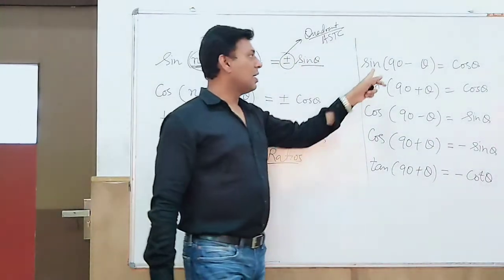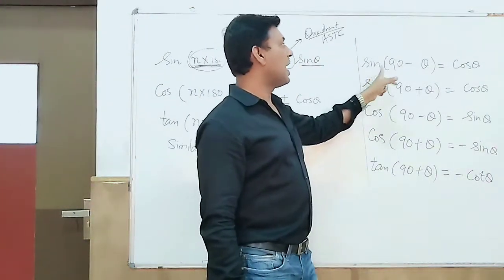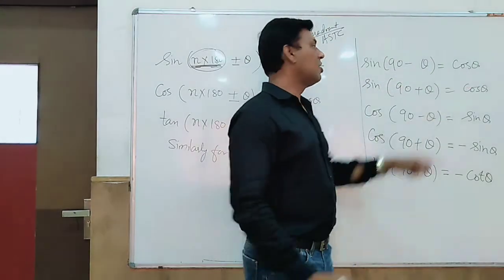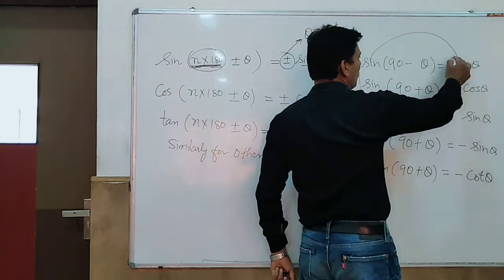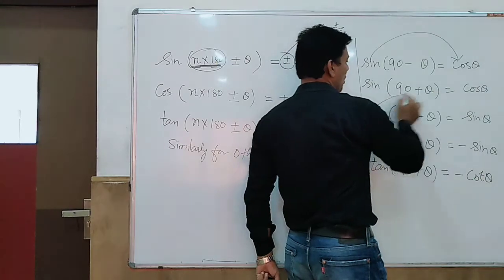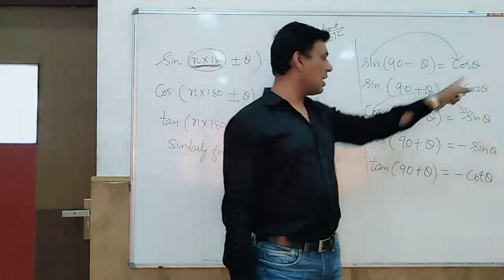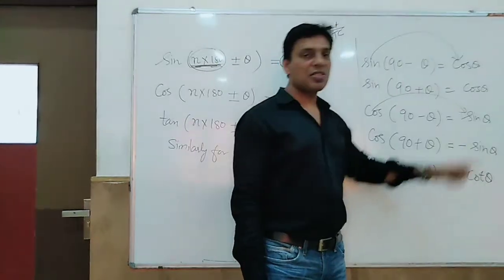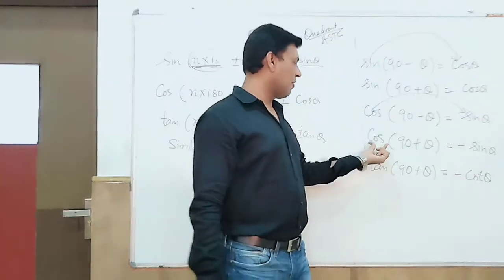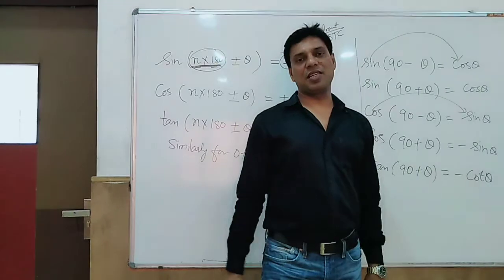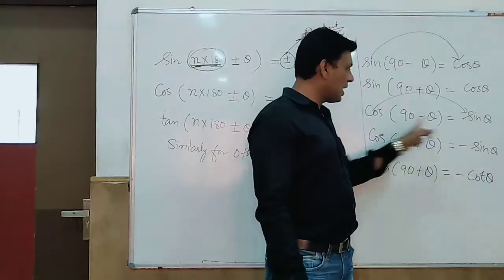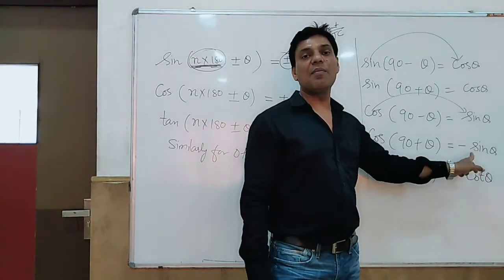You remember in class 9 you learned sin 90 minus theta was cos theta. So here sin is changing to cos and cos is changing to sin. So sin 90 minus theta was cos theta and cos 90 minus theta was sin theta. But what if I have cos 90 plus theta? So cos 90 plus theta is obviously sin theta, but why minus?